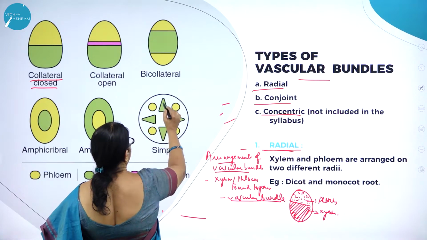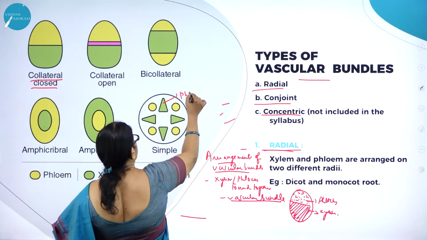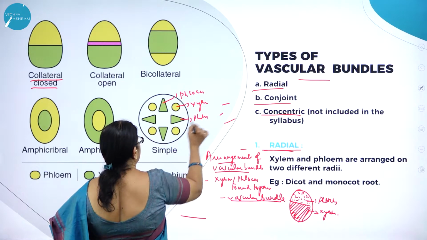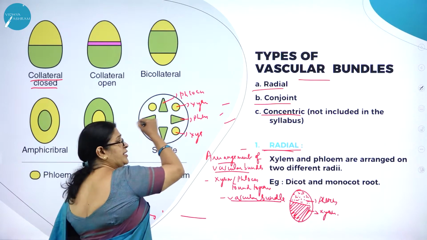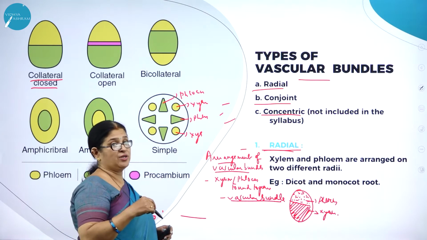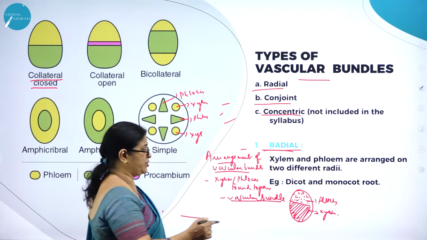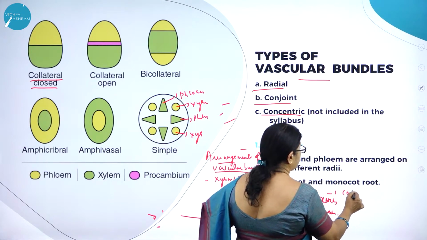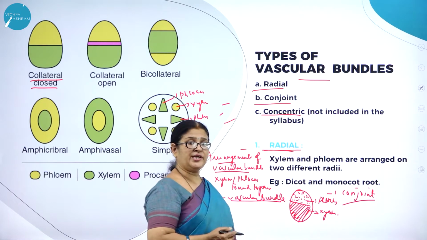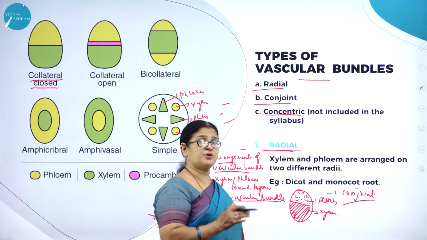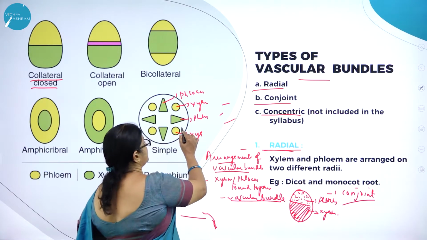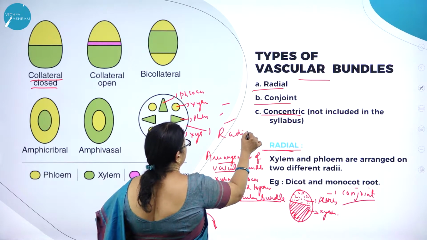Here you can see this is phloem and this is xylem. This is phloem and this is xylem. So they are alternating each other. But here you can see this is called the conjoint collateral vascular bundle. When xylem and phloem are found together, it is called conjoint vascular bundle. So when do you call it radial? When the vascular bundles are not together but are found on separate radii alternating with each other. This is called the radial vascular bundle.